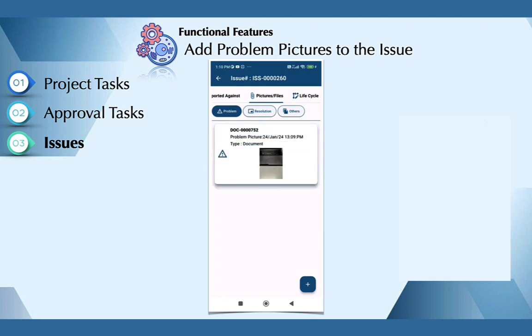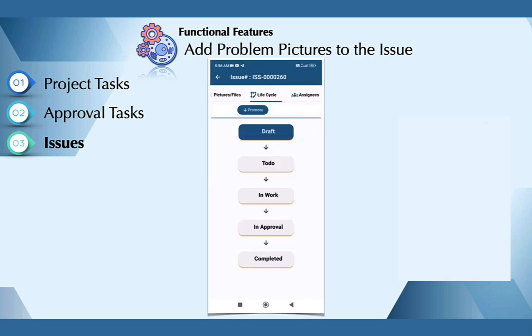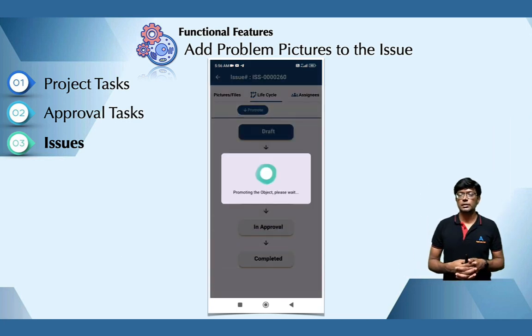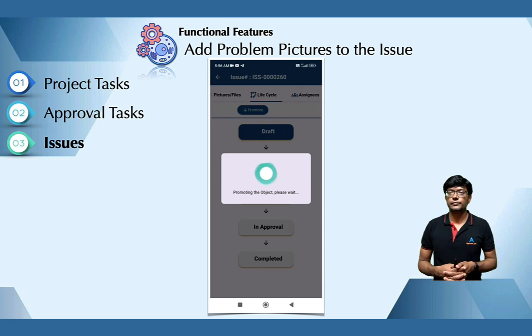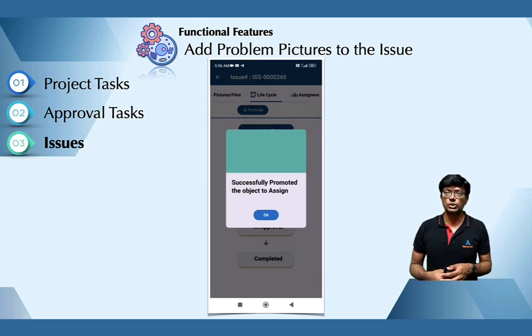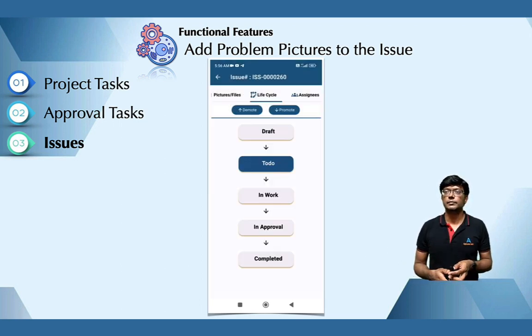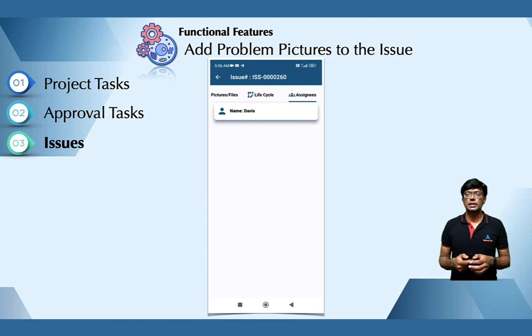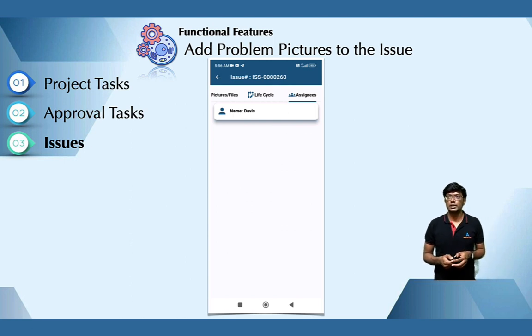And after adding the problem picture, you can also see who is the assignee. So the assignee is the task owner. The DPM task owner is the assignee of the issue, and you can go to the issue lifecycle. Now I will be promoting to the to-do state or the assign state. So this is one of the use case to assign the issue actually to the assignee. So it is gone to the to-do state. So at this moment, the system notifies the assignee, and you can see the assignee also in the issue screen.